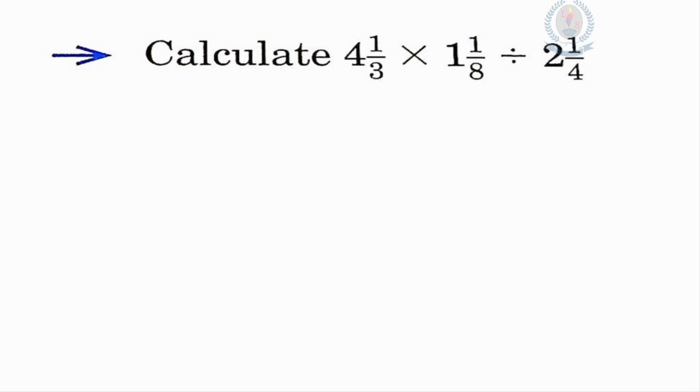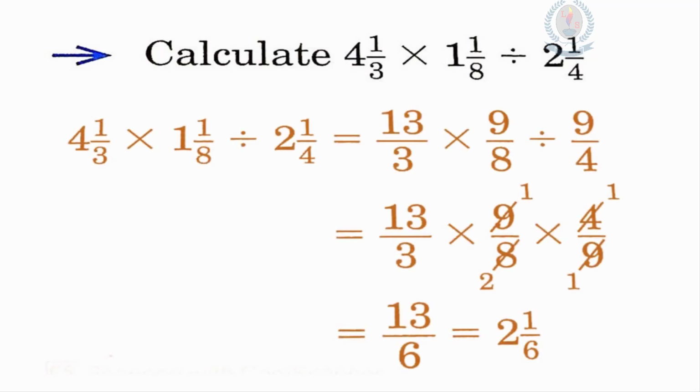So now look into an example question. Calculate 4 1/3 multiplied by 1 1/8 divided by 2 1/4. Let's look into the answer. So all these three fractions are mixed fractions. You have to change them into improper fractions. So the first one, 13 by 3 multiplied by 9 by 8 divided by 9 by 4.